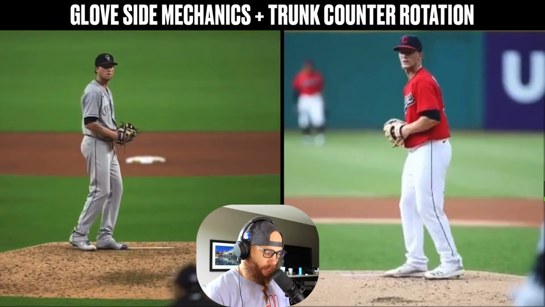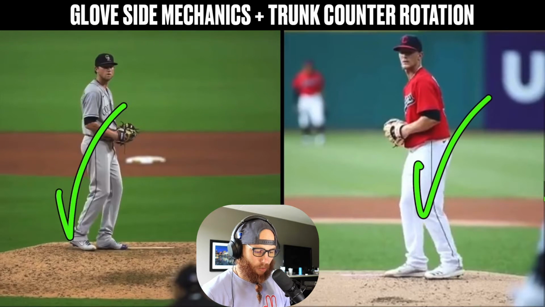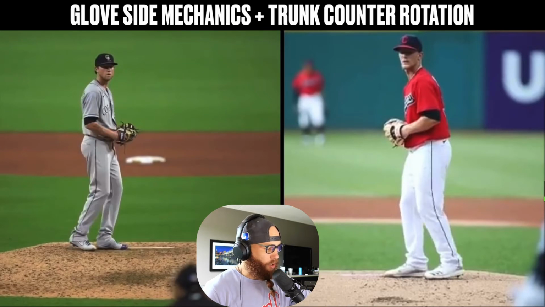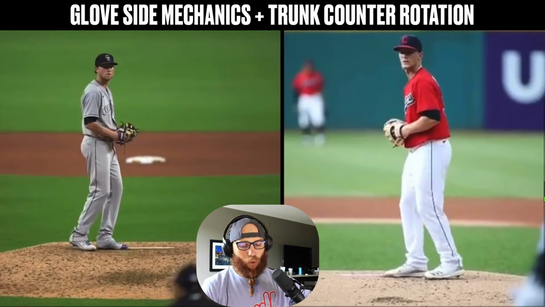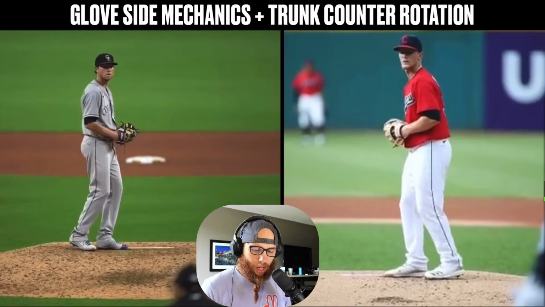In this video, we have Kyle Freeland here on the left and Zach Plesac here on the right. This one is going to be the visual for the glove side between these two, and how the glove side kind of influences the trunk. So it's the relation of the glove side mechanics and the trunk rotation mechanics.